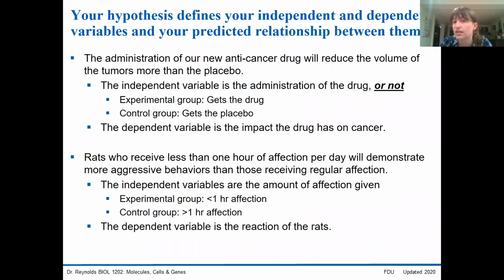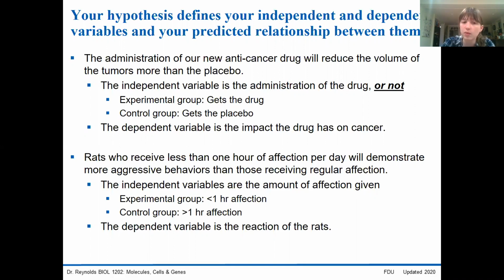And you'll notice that this is clearly outlined in my hypothesis. I've also clearly outlined that the independent variable is the administration of the drug or not. Note that that's what's different between my control group and my experimental group. The dependent variable would thus be the impact the drug has on cancer. In this case, the volume of the tumor, which has also been described. Let's take a look at another one.